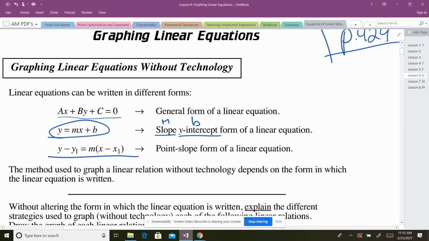The point slope equation, which is useful, but it's not as common. Most of the stuff is written in mx plus b. But this one gives you the point, which is (x1, y1), and the slope, which is m. If it's written like this, you have to write it in one of those two other forms. Ideally, you're just going to write it in mx plus b.